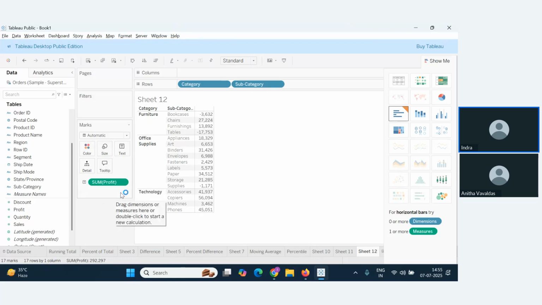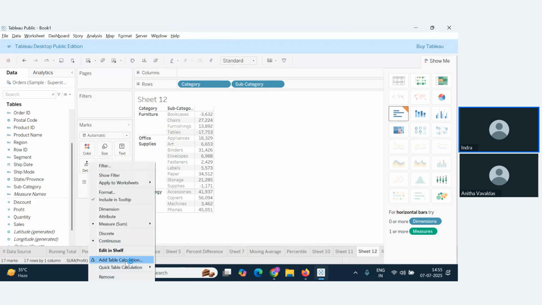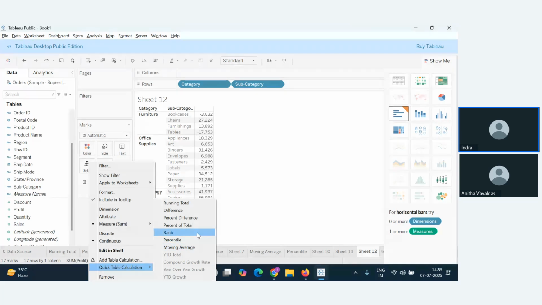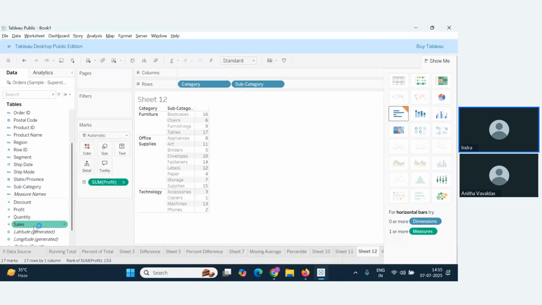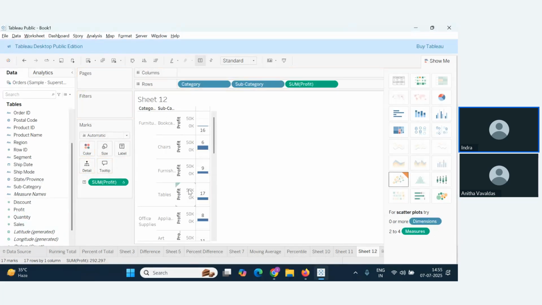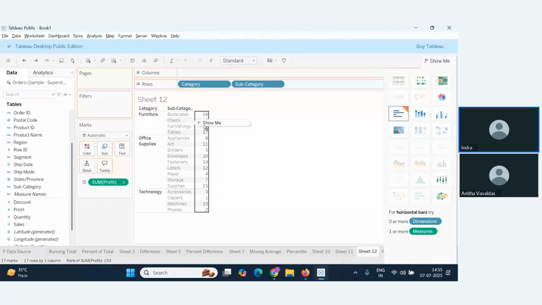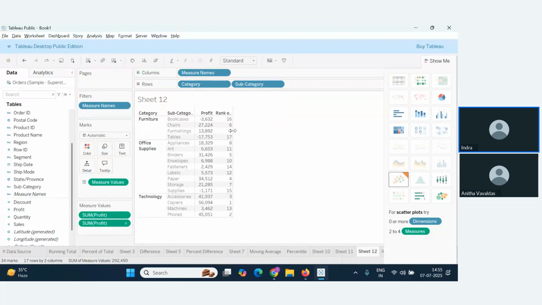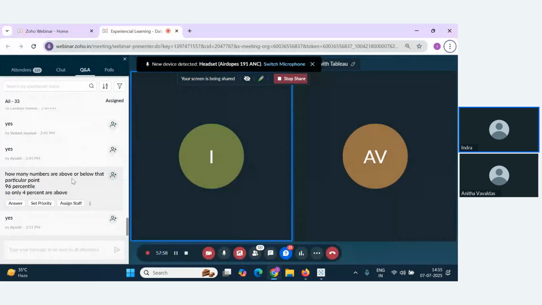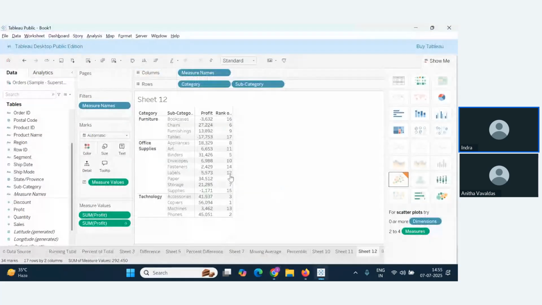Now for this profit, we'll try to give ranks. Let me go here to table calculations and select rank. Let me now take the profit and keep it next to it. So these are the profits and these are the ranks for them correspondingly. If you see rank 2 is phones, rank 1 is copiers. Rank 17 is tables, right?